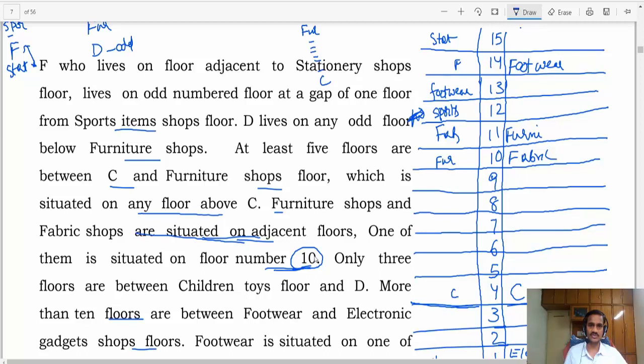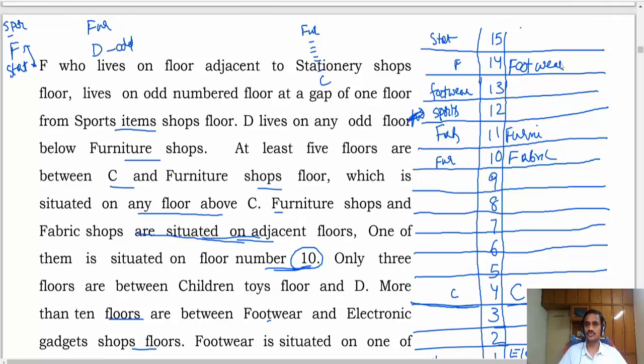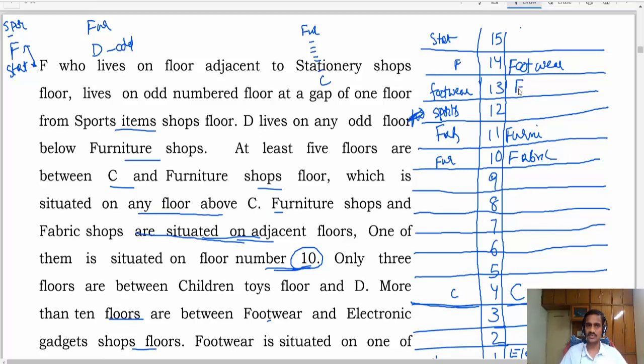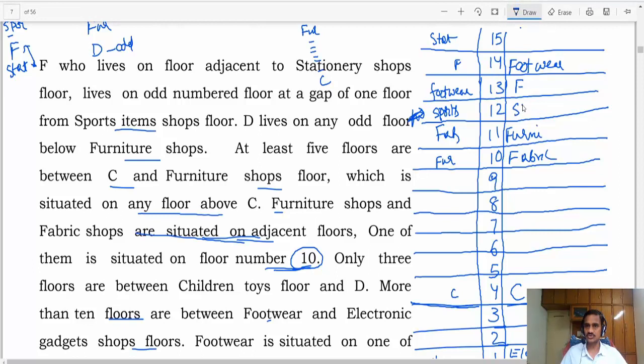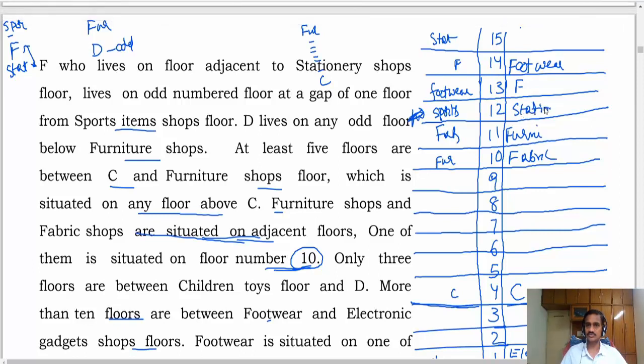Furniture shop and fabric are situated, and one of them is, and only 3 are between, more than 10 floors between footwear and electronic. If footwear is here, then electronic is here. Count how many are in between: 3, 4, 5, 6, 7, 8, 9, 10, 11, 12. More than 10. Here we took 11, here 12. If footwear is here, where should F be? F is above this one. F is adjacent to stationery. So F and this must be the sports item. Okay, 2 possibilities we have.